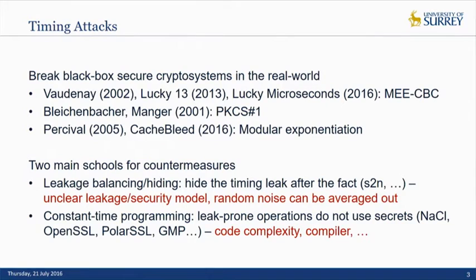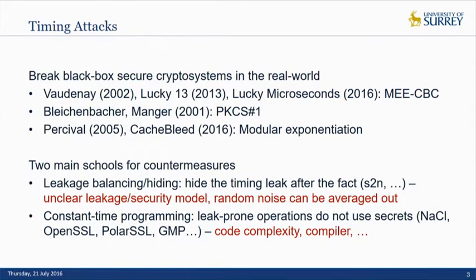And they have been shown to break black box secure crypto systems in the real world. So you have Vaudenay's attack on IPsec and TLS back in 2002, Lucky 13, Lucky Microseconds. All of those are attacks on the record layer of TLS up to 1.2 that were really successful and could just recover whole plaintexts.